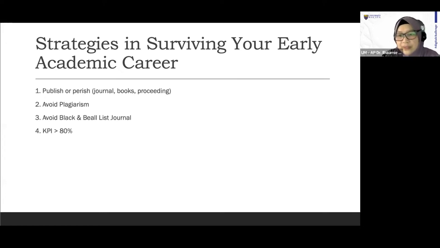But Universiti Malaya is also using these two lists, the blacklist and also the B-list. So make sure that you do not publish in these journals. For the B-list, you can Google which journals are under it, because the list is very long and it keeps on changing from year to year. So we have to check.